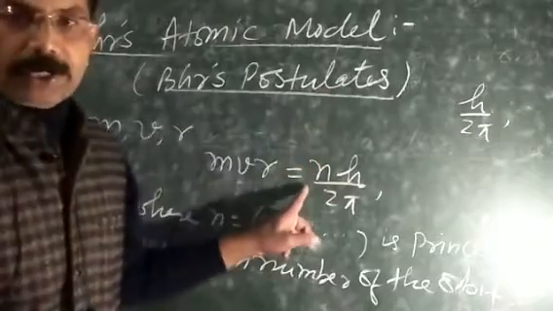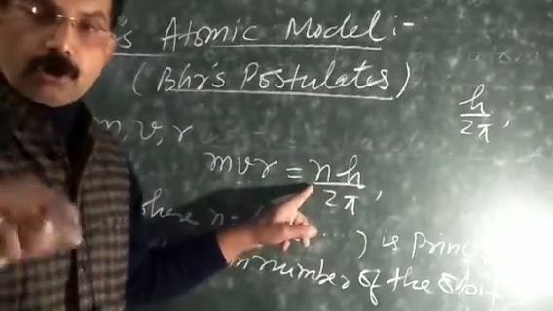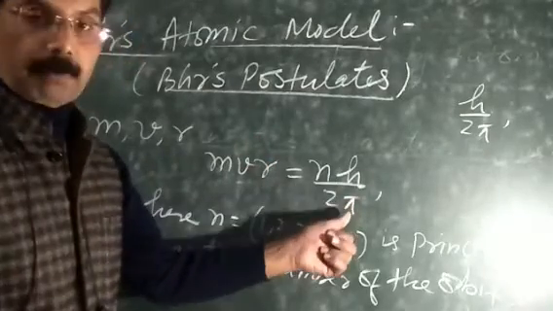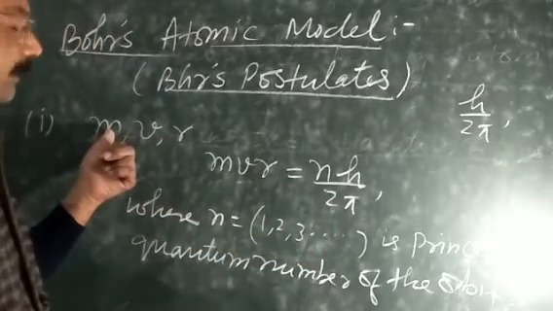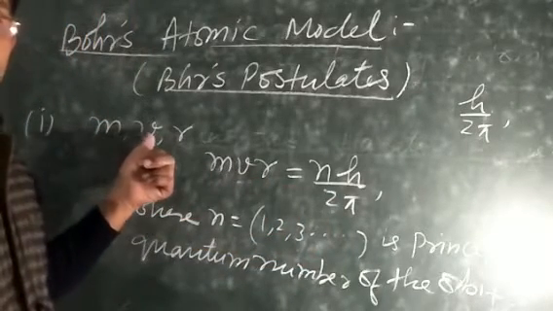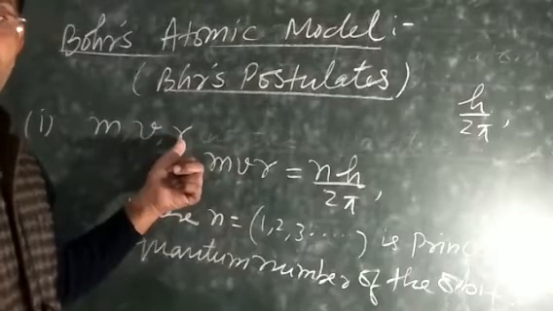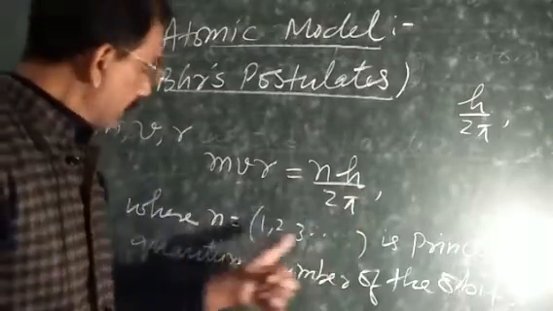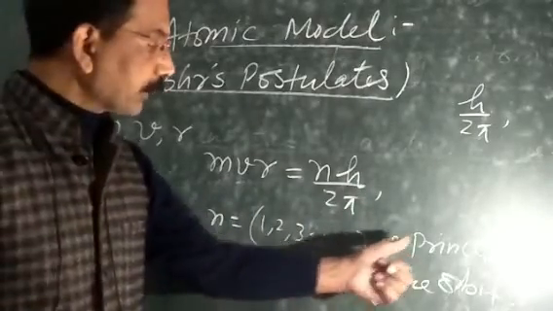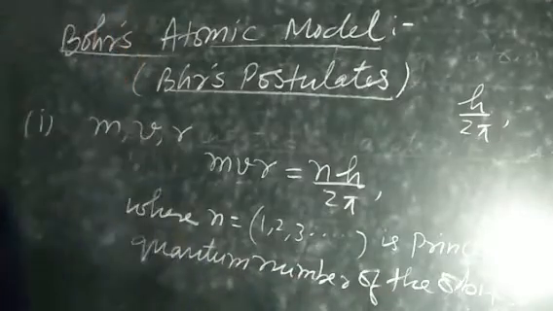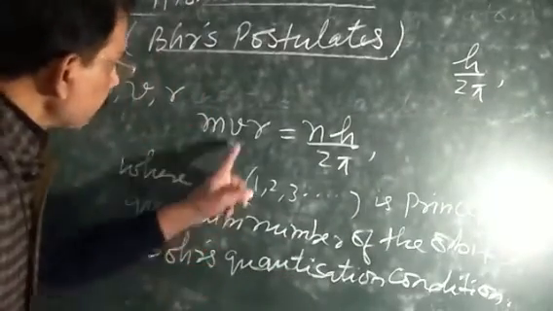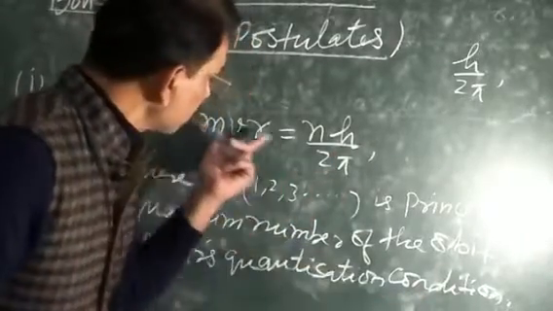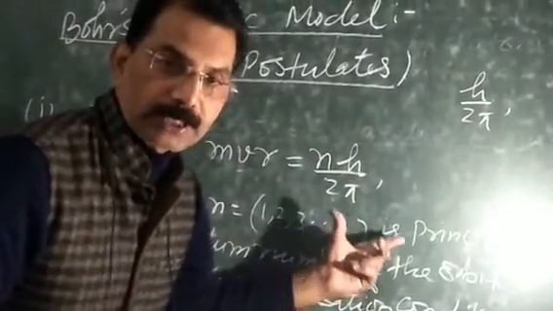So according to the first postulate, electrons can revolve only in those orbits in which its angular momentum is integral multiple of h upon 2 pi. If the mass of the electron is m, velocity v, and moving in an orbit of radius r, then its angular momentum mvr is equal to nh upon 2 pi, where n is equal to 1, 2, 3, the principal quantum number of that orbit. And this equation is called Bohr's quantization condition.